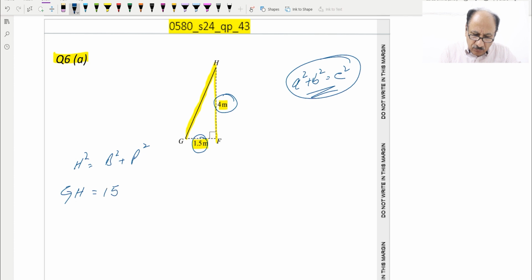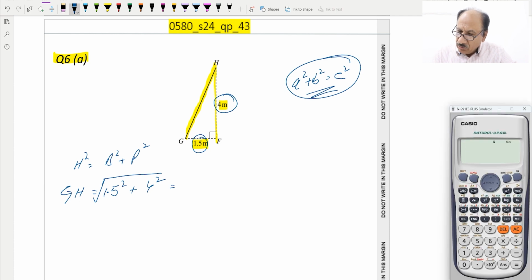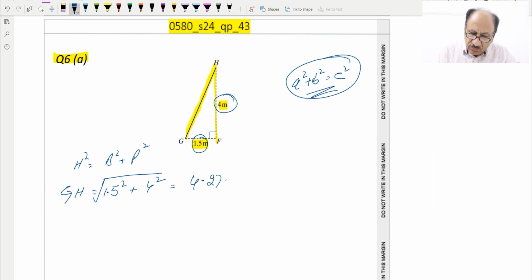GF square, which is 1.5 square, plus 4 square, and this will be under root because we removed the square of GH. So this will be equal to, we can calculate, the square root of 1.5 square plus 4 square, and this is equal to 4.27. So 4.27, this will be in meters. Our proper answer will be here, 4.27 meters, and this is for 2 marks.